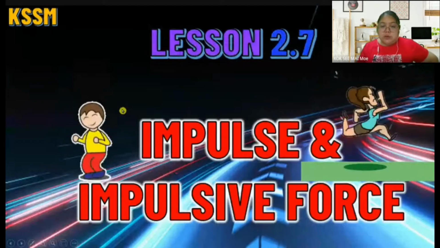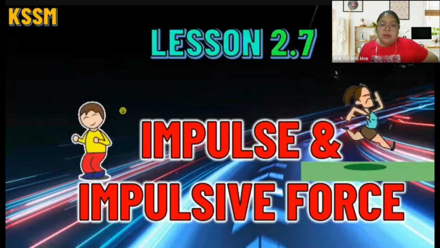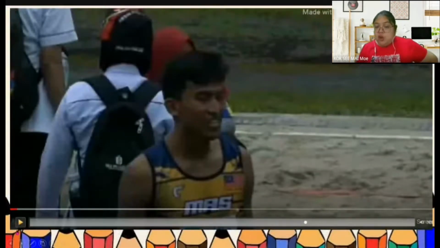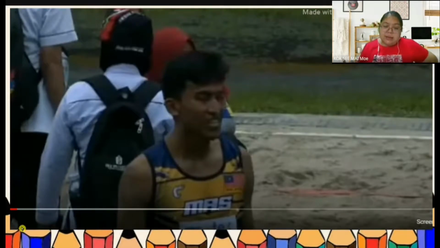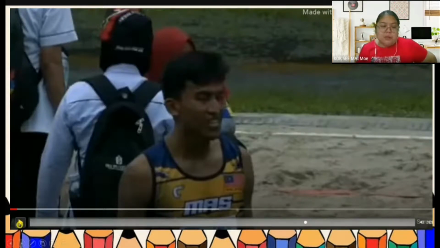Okay, impulse and impulsive force go together. Now we're going to see a short video. You can see the long jump. Normally, how does the athlete go to landing? This is what we're talking about: impulsive force.